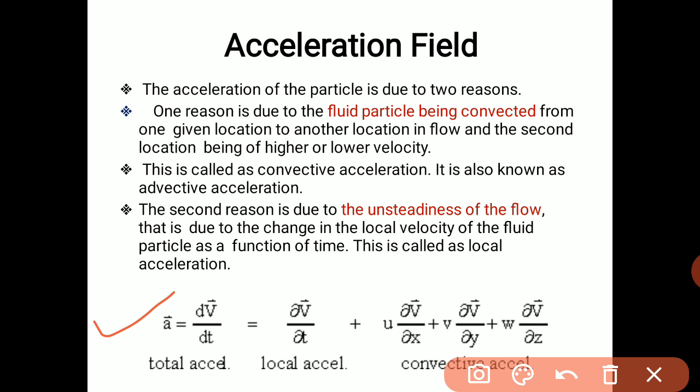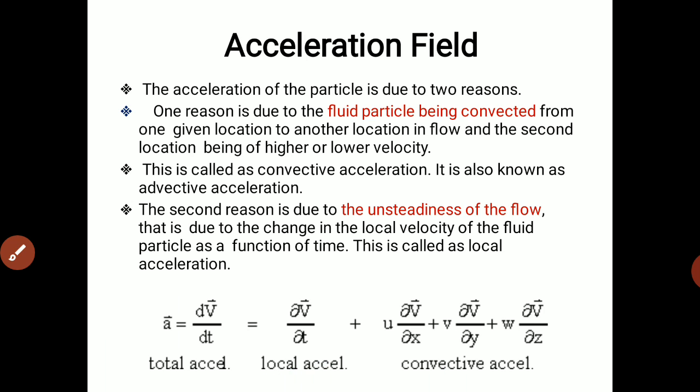Total acceleration is equal to local acceleration plus convective acceleration. Local acceleration is due to change in velocity with respect to time, that is, dou v by dou t, and convective acceleration is due to motion from one position to another. That's why we have considered here u, v, w, and dou by dou x, y, z. X, y, z are the directions: x direction, y direction, or z direction. That will give us the total acceleration of the flow.